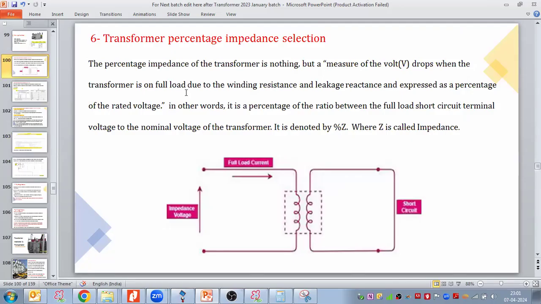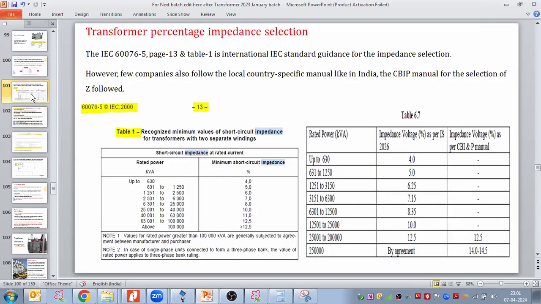The percentage impedance of the transformer is nothing but a measure of the voltage drop when the transformer is on full load, due to the winding resistance and leakage reactance, expressed as a percentage of the rated voltage. In other words, it is the percentage of the ratio between the full load short circuit terminal voltage and the nominal voltage of the transformer, denoted by percentage Z, where Z is the impedance. This is the basic definition for the transformer.